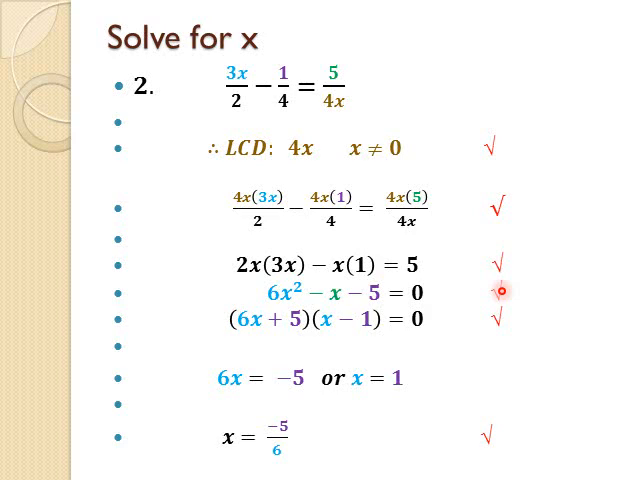So 1 mark for writing in standard form, 1 mark for the correct LCD, and a mark for basically multiplying the denominator away. So there, if I factorize, 6x squared would be 6x times x. Minus 5 is plus 5 times negative 1. Multiply the two furthest ones, so that 6x times negative 1 gives me negative 6x. 5 times x gives me 5x. Minus 6 plus 5 would give me the negative x. So from there, 6x equal negative 5, or x equal 1. So x equal negative 5 over 6.